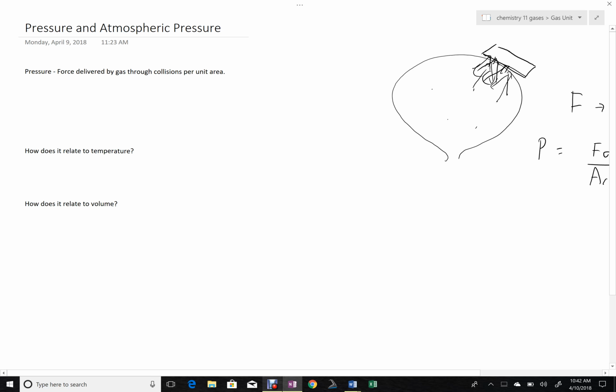Well, how does it relate to temperature? Well, as the temperature goes up, we know that that really means that the speed, on average, of the gas molecules is also increasing. Which means that when they hit, they'll be going faster, which means they'll deliver more force. So if we increase the temperature, we get more force. The unit area hasn't changed, so we get more pressure.